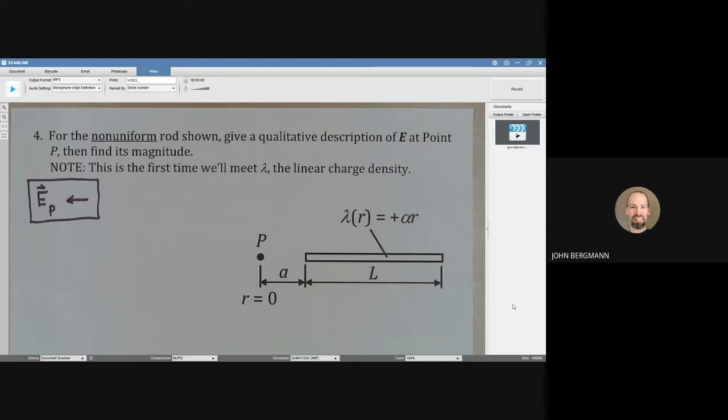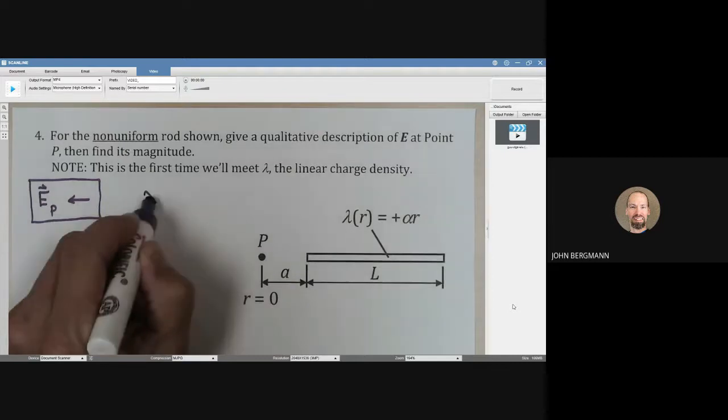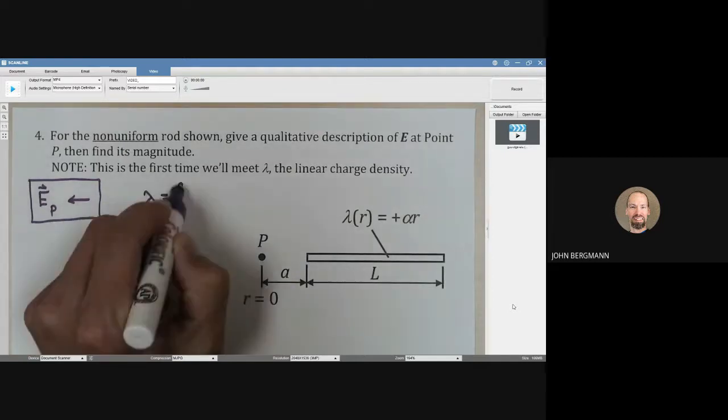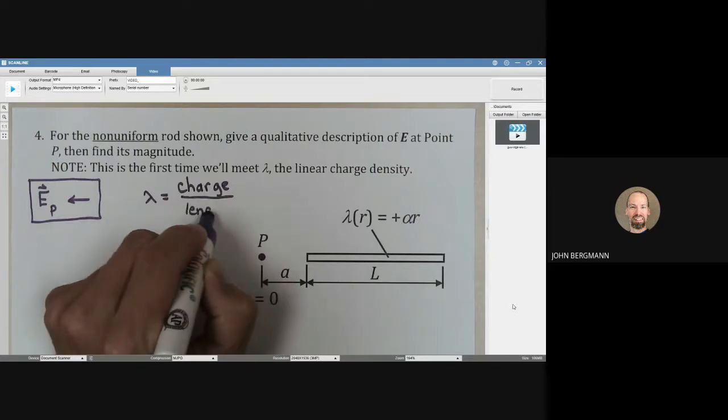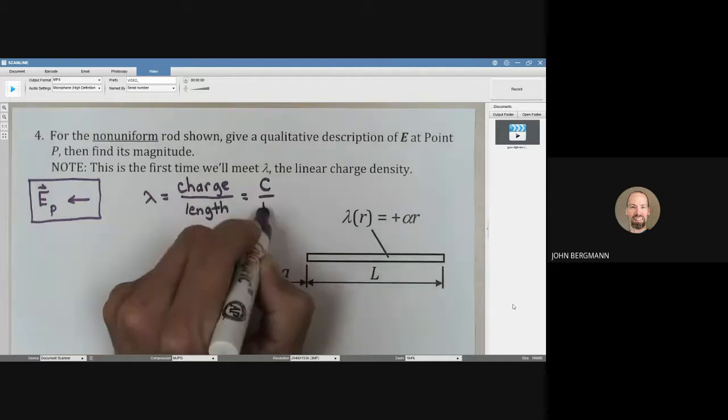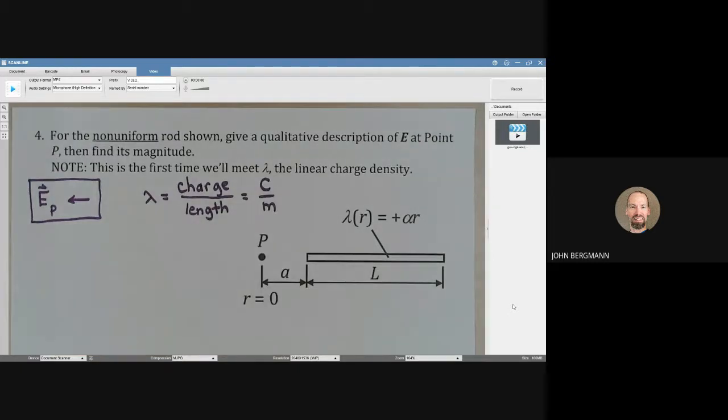This is the first time that we're meeting lambda, which is linear charge density. So lambda is charge per length, and that means that the unit for lambda is coulombs in the numerator, meters in the denominator, coulombs per meter. So what we're saying here is that the density of the charge is not constant throughout the whole length of this rod. Previously, we have met situations where the charge per length is a constant, and that's not the case here.